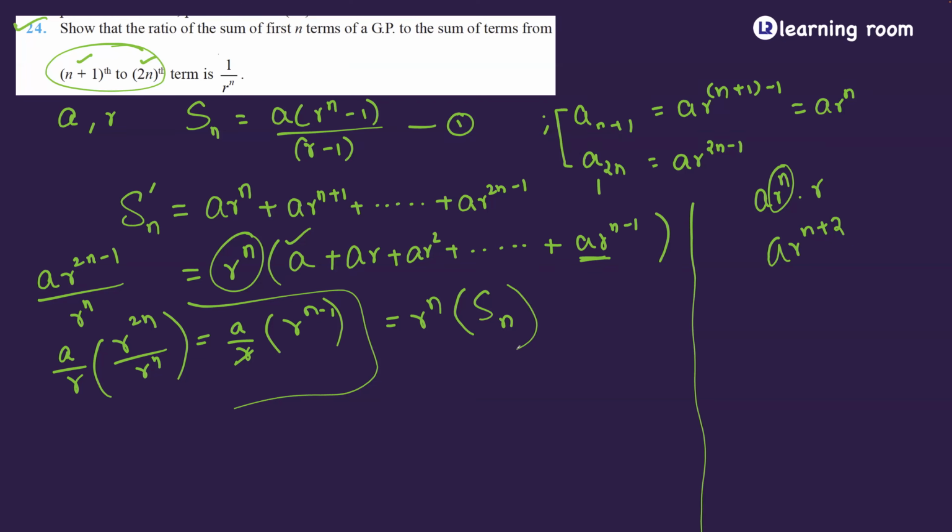So r power n into Sn is equal to Sn dash, which implies Sn divided by Sn dash is equal to 1 divided by r power n. And that is what they asked us to prove. So Sn dash is equal to r power n into this whole thing, which is nothing but Sn itself. So rearrange the equation. Sn divided by Sn dash is equal to 1 divided by r power n. That's it.